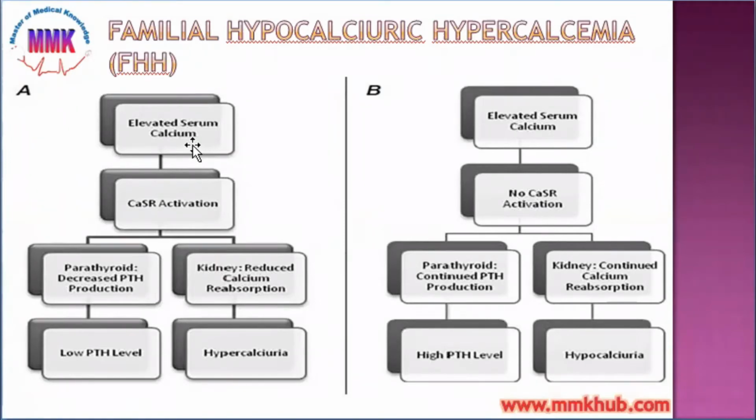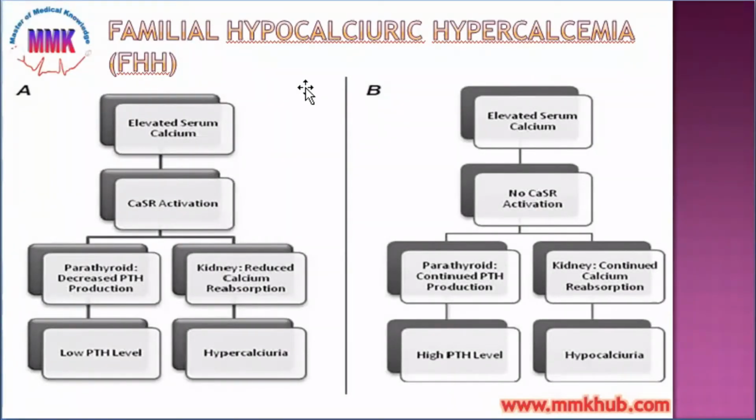That activation of the calcium sensing receptors has two effects. One effect is on the parathyroid gland, which causes a decrease in parathyroid hormone production, and the second effect is on the kidneys, which causes reduced reabsorption of calcium. So there is excretion of calcium via the kidneys, leading to hypercalciuria, while there is a low parathyroid hormone level. But all this happens in the normal condition.